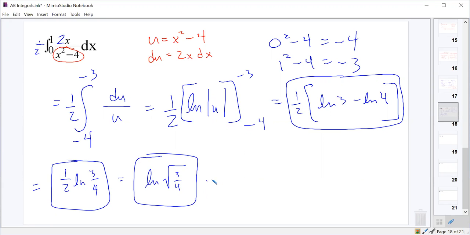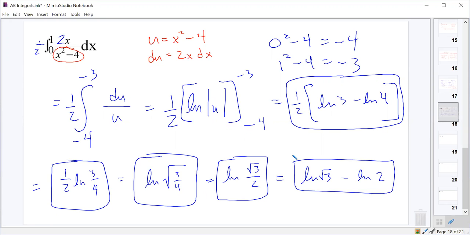Or you might see something like natural log of the square root of 3/4, where they actually take the square root. That'd be a good answer too. Or natural log of √3 minus natural log of 2. I would take any of those 5 answers, but be able to convert back and forth between any of them in case it was a multiple choice question. Any questions there?